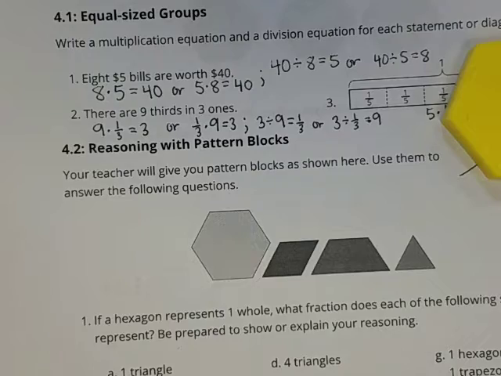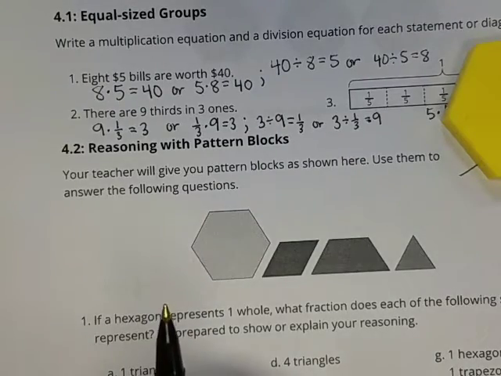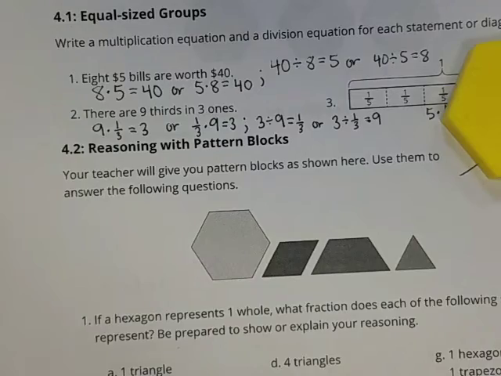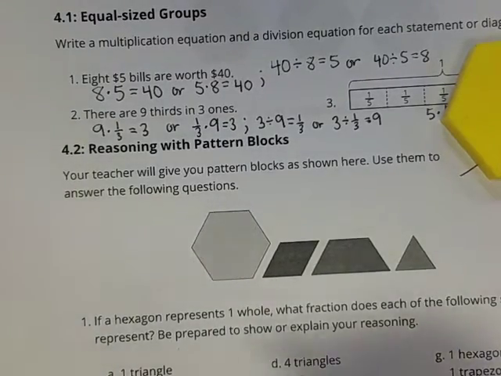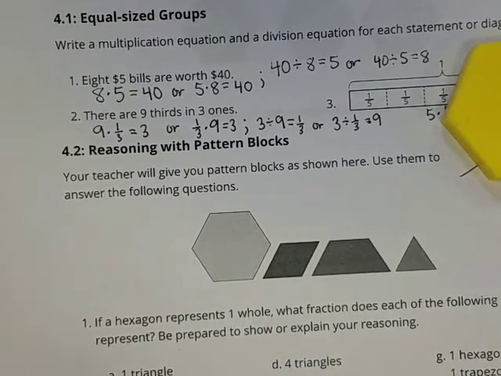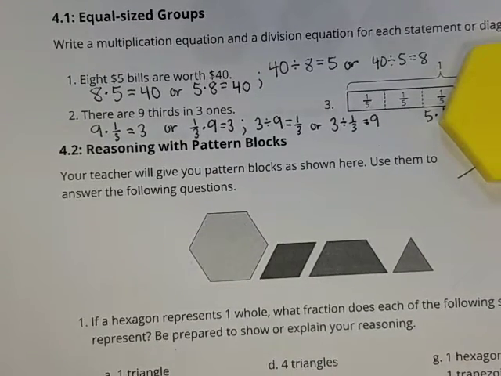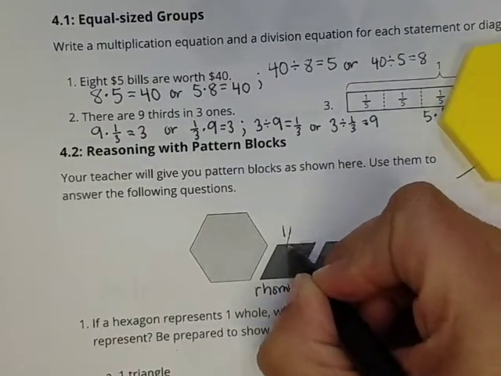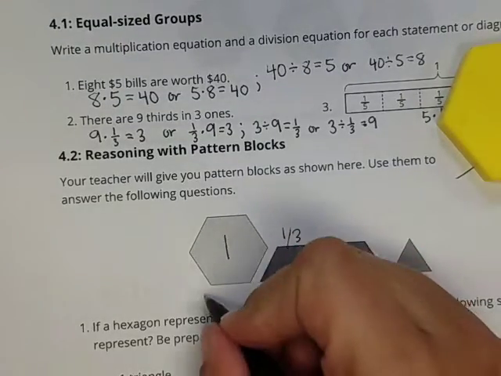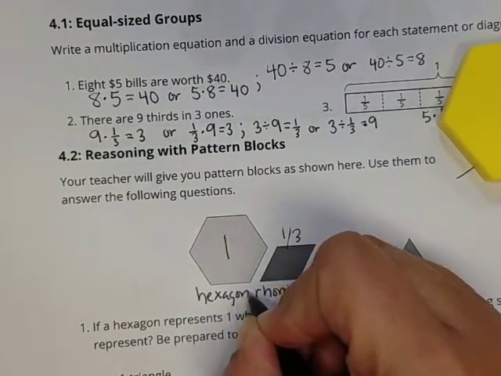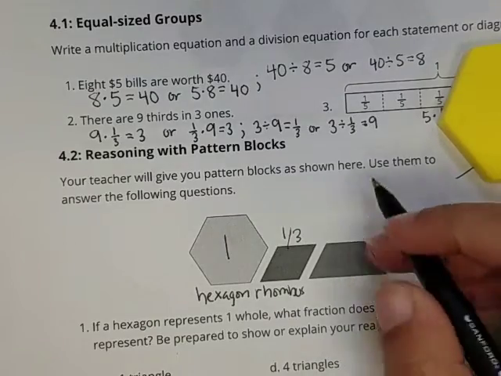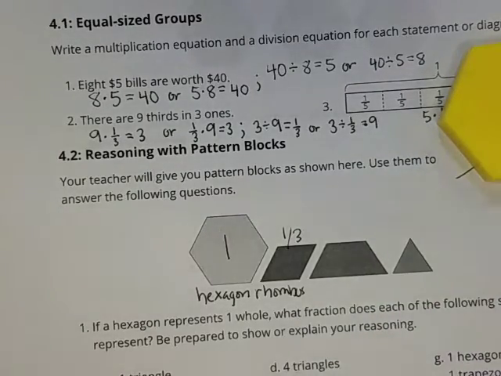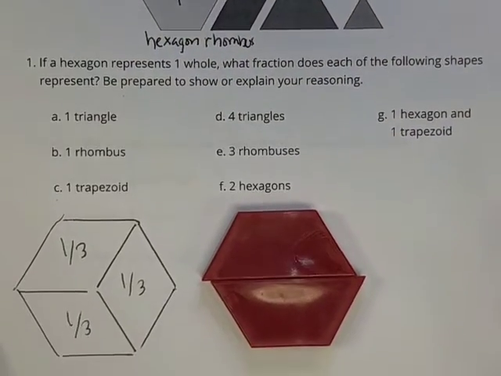Okay, so there's my hexagon. And then my rhombus, if I draw it right here, there's 1, there's 2, there's 3. So this would be 1/3, 1/3, 1/3. So my rhombus is 1/3. This is 1, and this is a hexagon. My trapezoid would be 1/2.